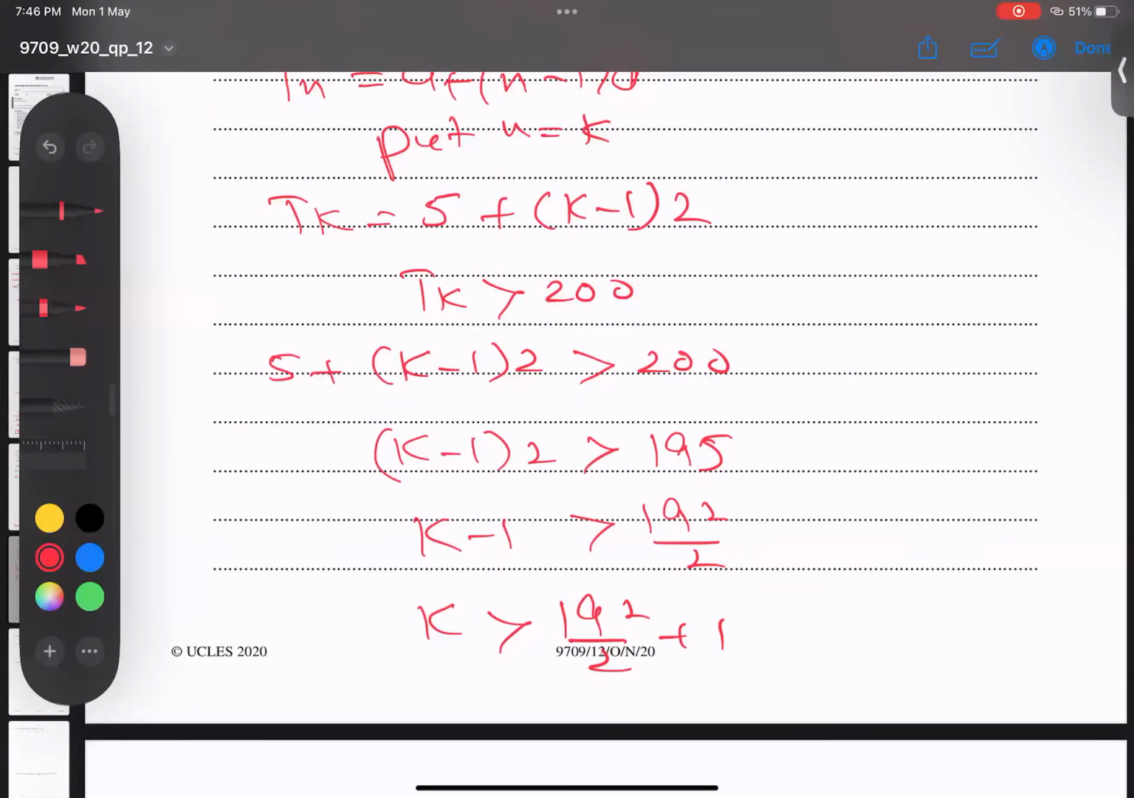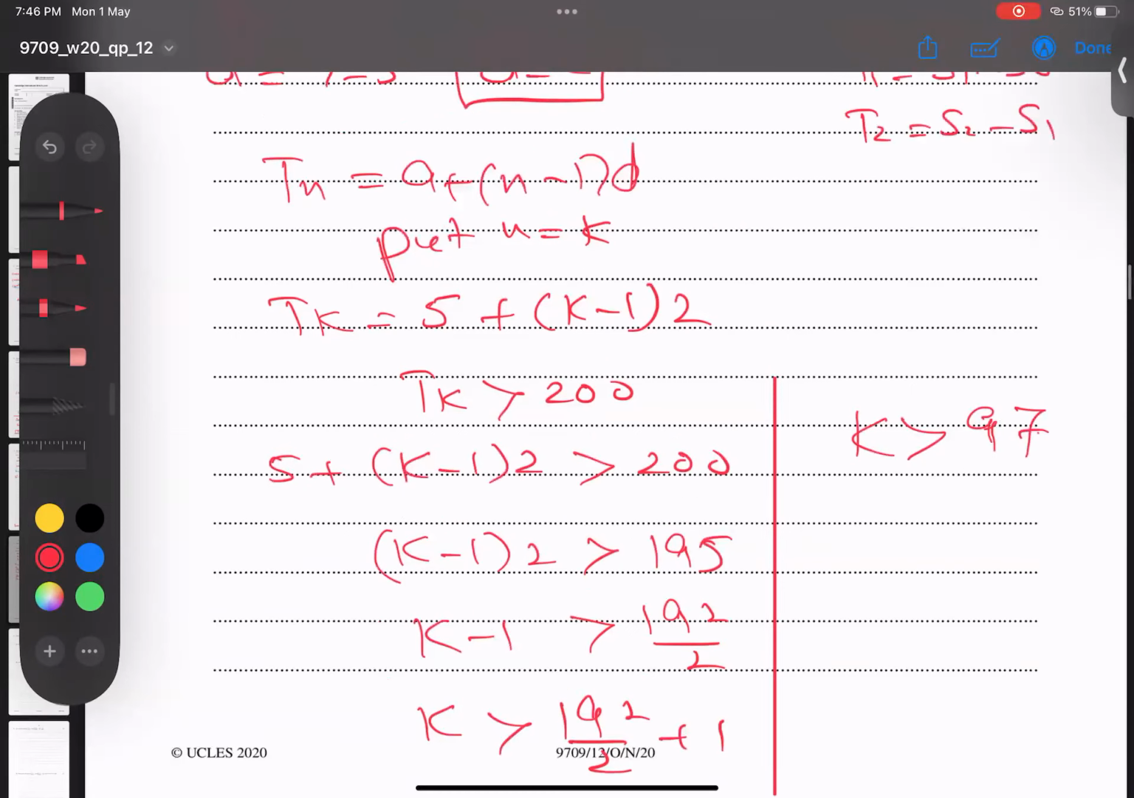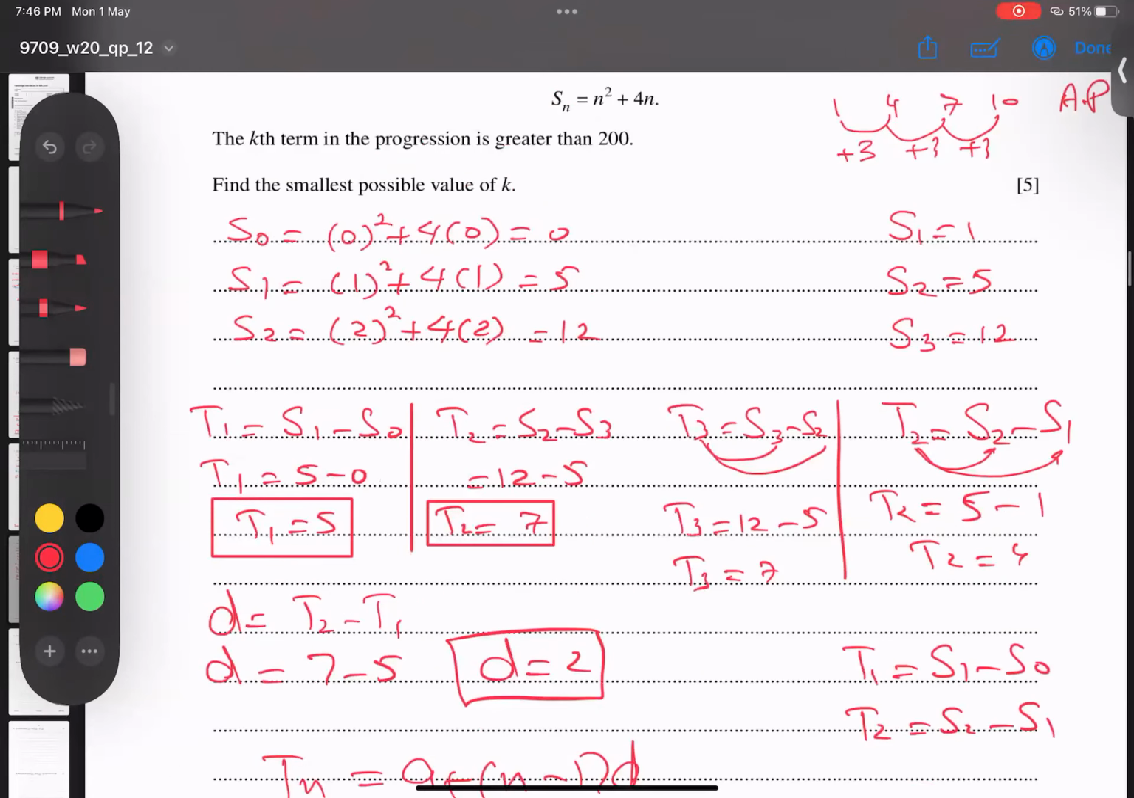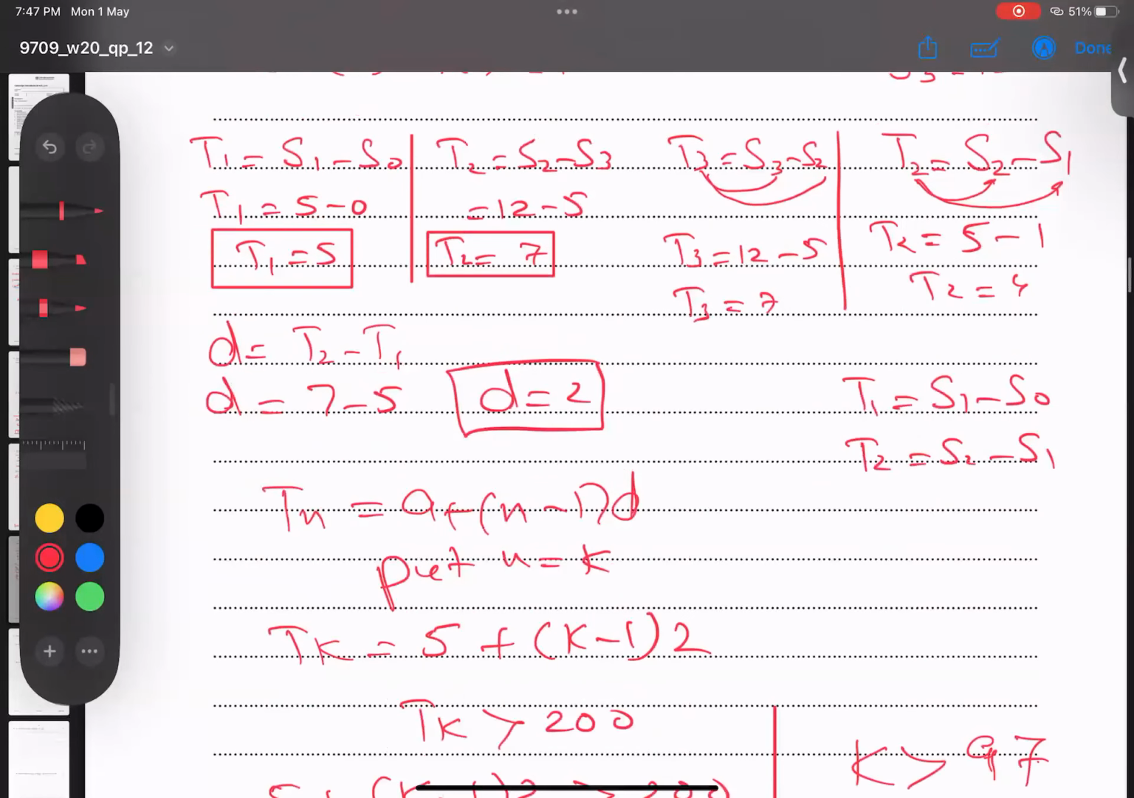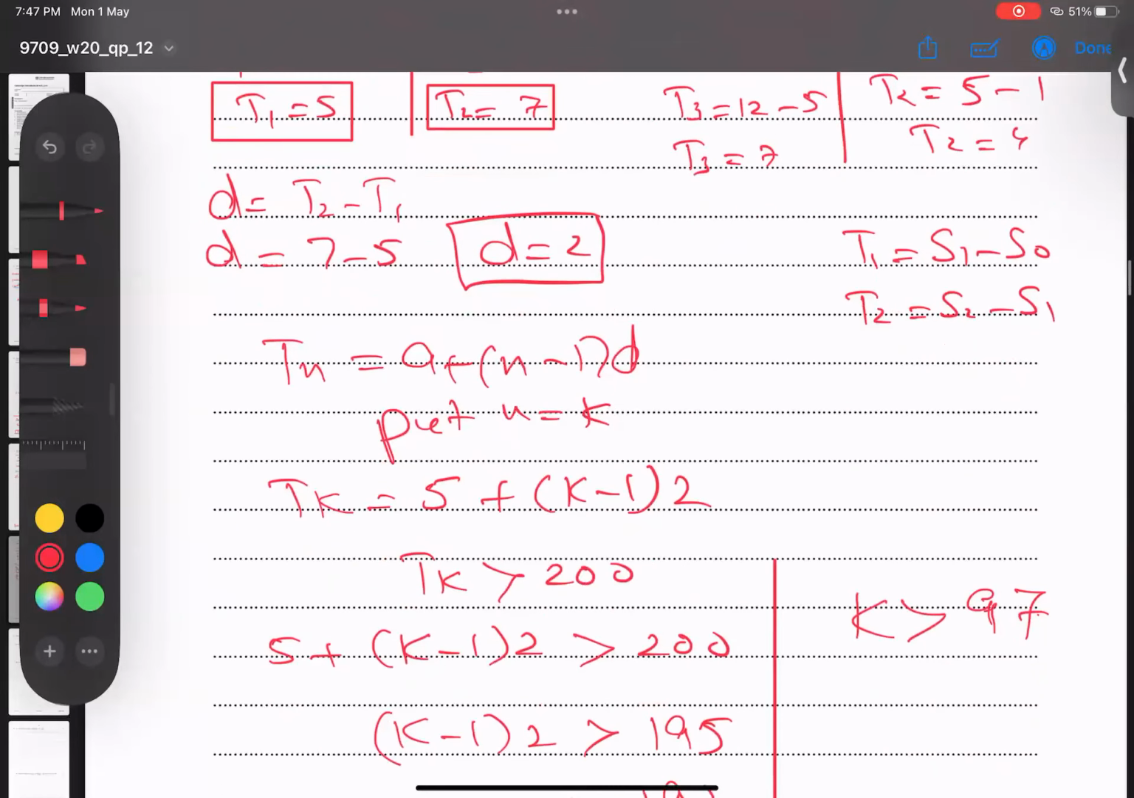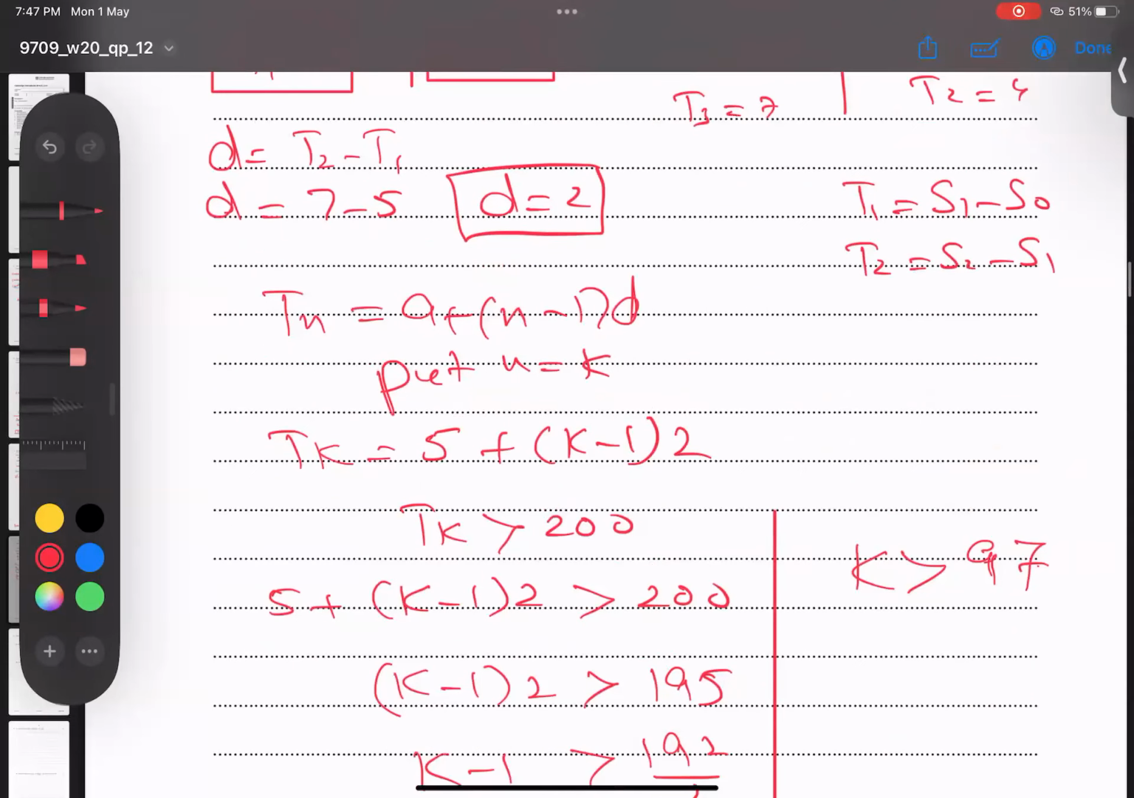And now I'm typing it in the calculator. So let's see what the answer turns out to be. 192 divided by 2 and plus 1. My answer is coming that the k value is bigger than 97. Wait a minute, let me recheck. Is there any mistake? The first term is 5. Common difference is 2, correct? And A plus n minus 1 into d, all correct.